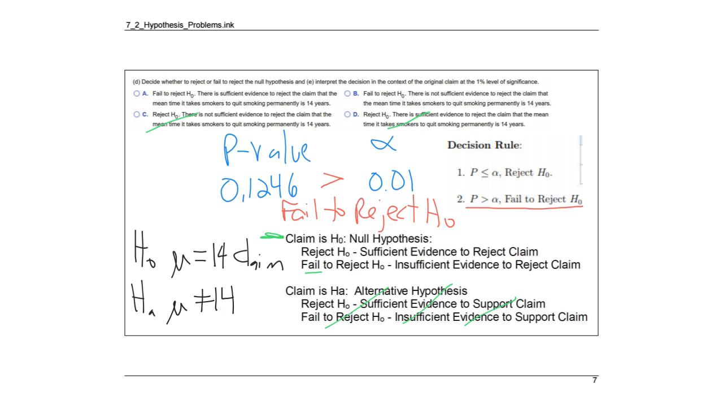I fail to reject H naught. And so therefore I have insufficient evidence to reject the claim. So it looks like B. I failed to reject H naught, the null hypothesis, and there is not sufficient evidence to reject the claim. Basically, that means that I'm going to head forward with the claim until they find data that would reject it. Remember, in stats, that's what we do. We work to reject the null hypothesis.